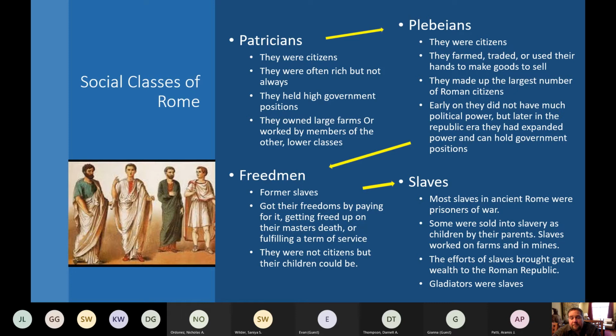And then finally, at the bottom of the pyramid, we have slaves. And most slaves in ancient Rome were prisoners of war. Some were sold into slavery as children by their parents. Slaves worked on farms and mines, and the efforts of slaves brought great wealth to the Roman Republic, and gladiators also were usually slaves.